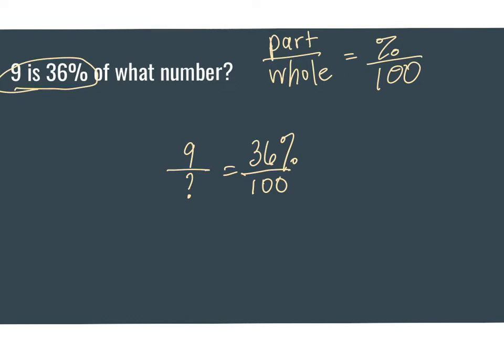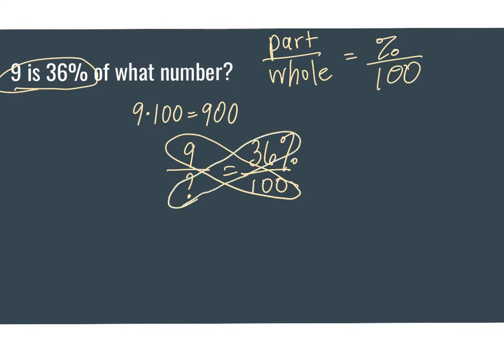Now we're going to use our butterfly method to solve. We have 9 times 100, our numerator and our denominator of 1. 9 times 100 is 900. And if we multiply our unknown times percent, that is unknown times 36. We can rewrite this like this: 900 is equal to some number multiplied by 36.